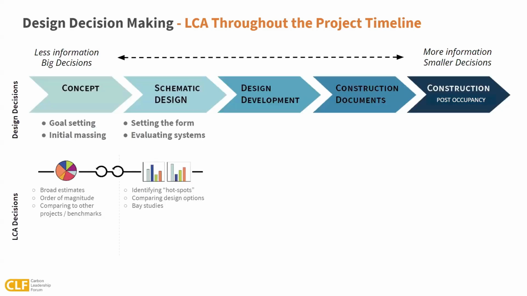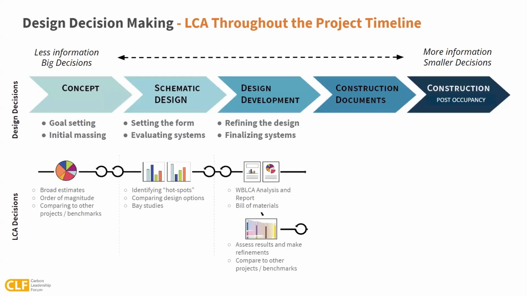Generally speaking, designers don't fully know what a building is going to look like early in design, but it's also when the biggest and most impactful design decisions are being made, like the building's size, its shape, its major systems. So LCA can be used here to set initial goals and targets and study major design options.